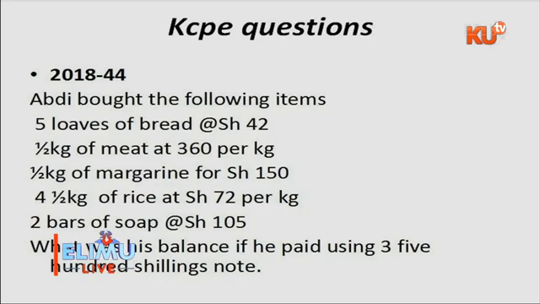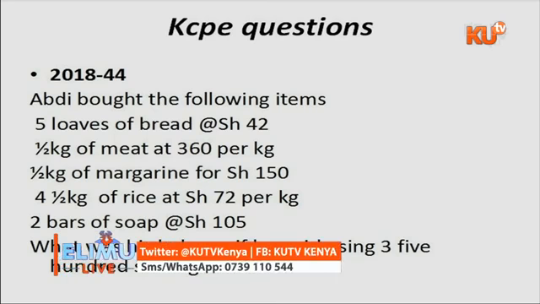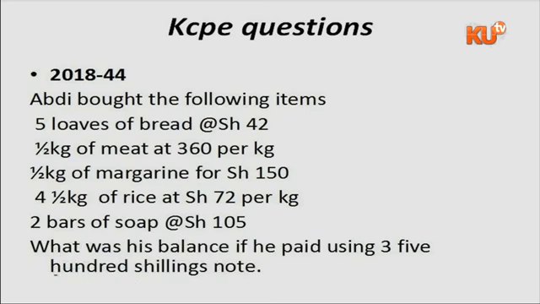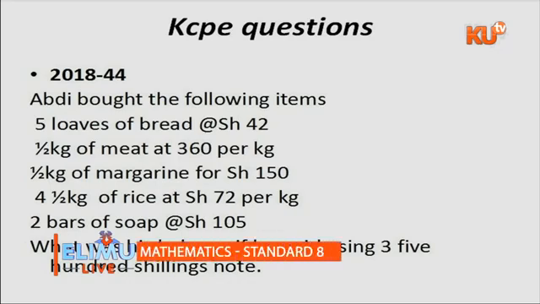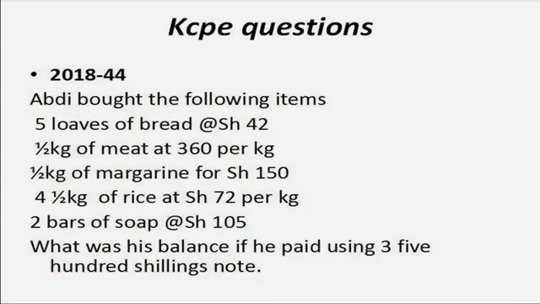And the question is, Abdi bought the following items. 5 loaves of bread at 42 shillings, a half kg of meat at 360 per kg, a half kg of margarine for 150 shillings, 4.5 kg of rice at 72 shillings per kg, 2 bars of soap at 105 shillings. What was his balance if he paid using a 3,500 shillings note? We go to the question, we calculate, to see what those who did KCPE 2018 were required to do.